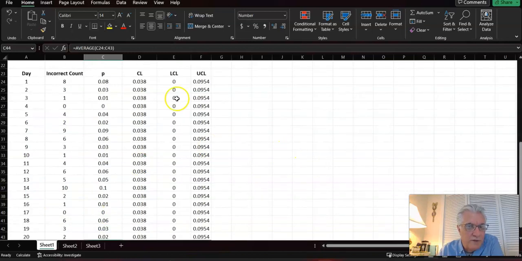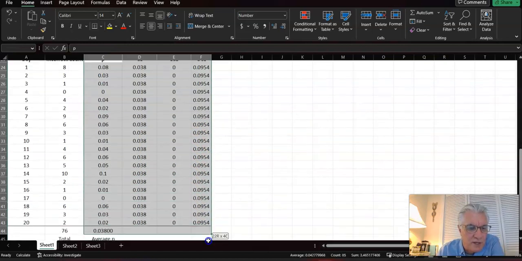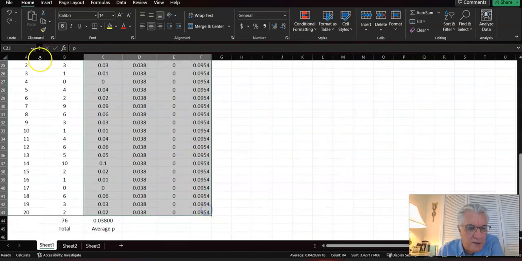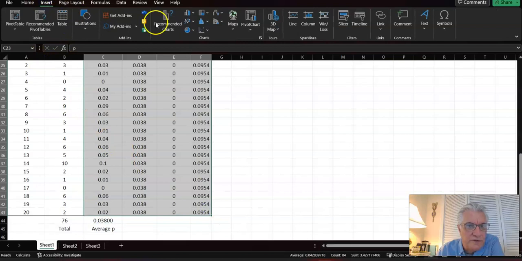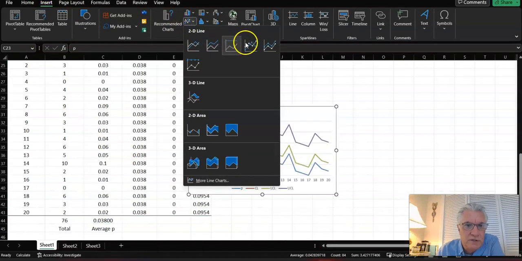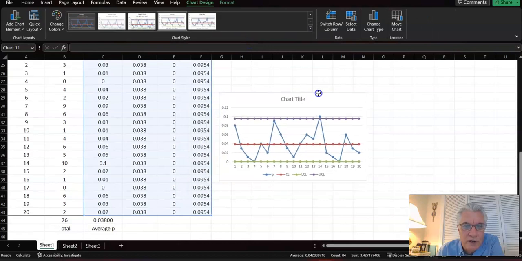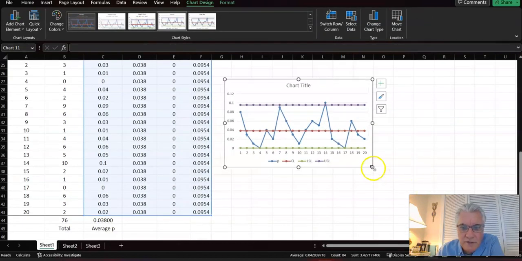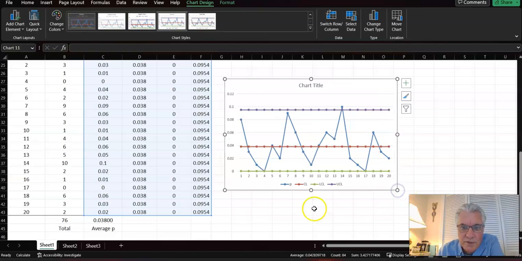And if you round up to 0.04, you'll get a different upper control limit. When you're using so many decimal places, you get 0.098. But from a plotting standpoint, it'll look the same. So then to chart this, you highlight the data. You do insert line with markers, and then very easily you see the chart come up.